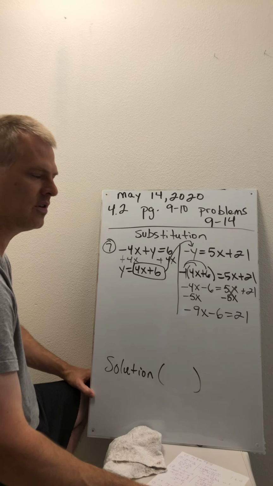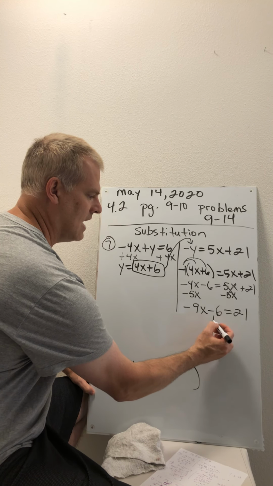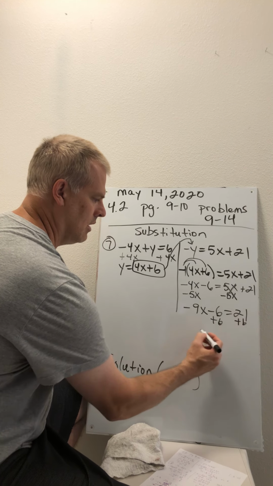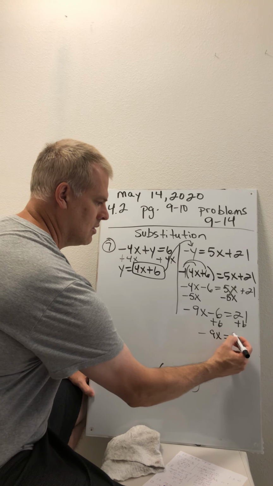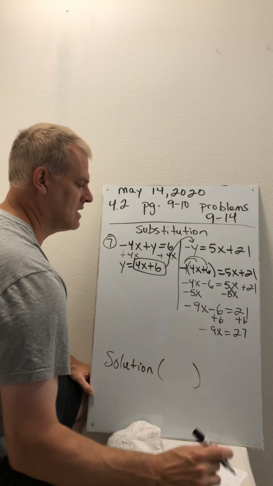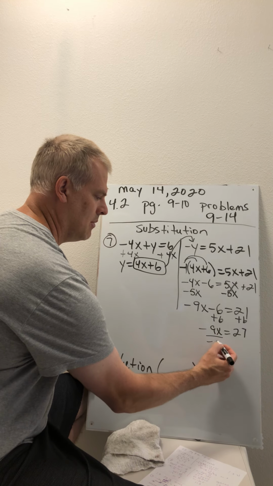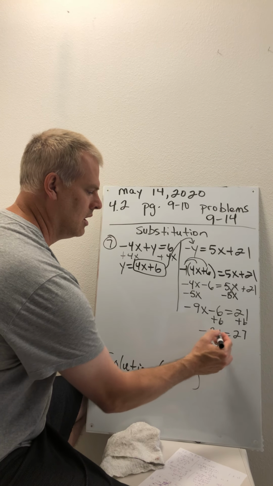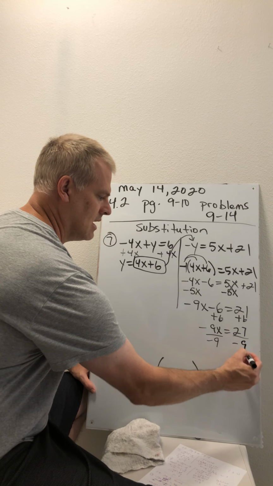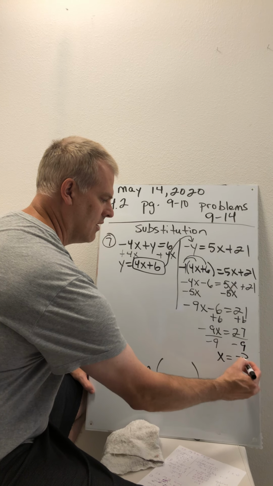Okay, now solving for the variable, I need to add 6 to both sides. So negative 9x equals 27. Last step is to divide. So I divide by the number in front of the variable, which is negative 9, to both sides. So x equals negative 3.